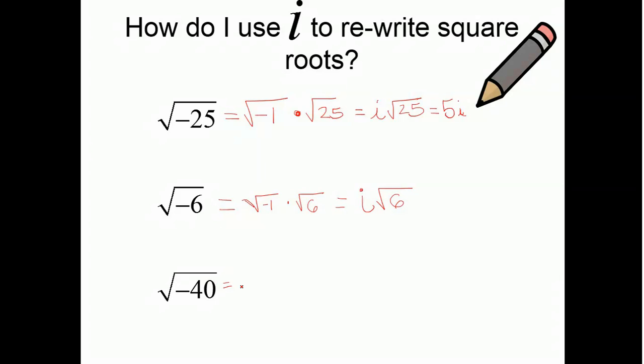Let's try it again. I've got the square root of negative 40, so let's break that down. Negative 1 and the square root of 40. Now, the square root of 40, I think a 4 and a 10 can go in there. The square root of 4, we know to be 2. And this is i right here. So I'll rewrite this: I have 2i and then the square root of 10. So 2 times i times the square root of 10 is equal to the square root of negative 40.